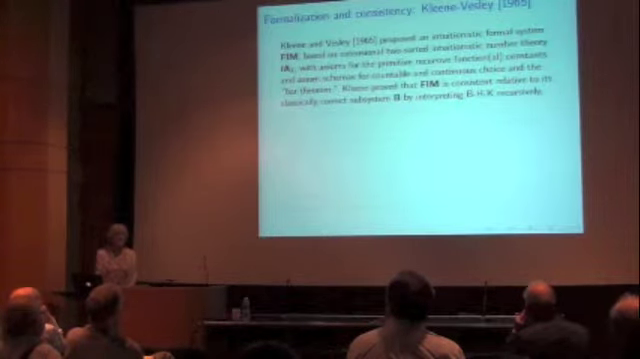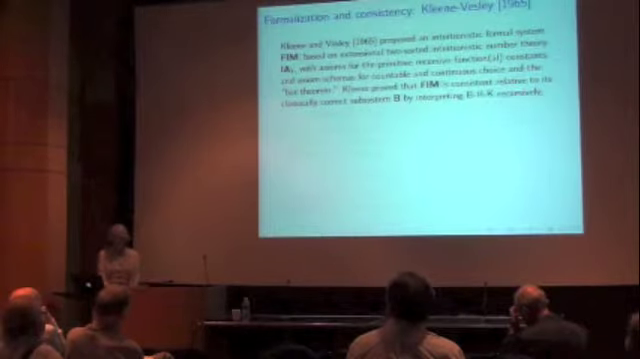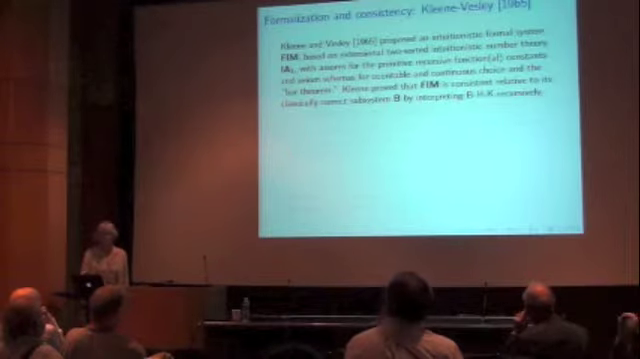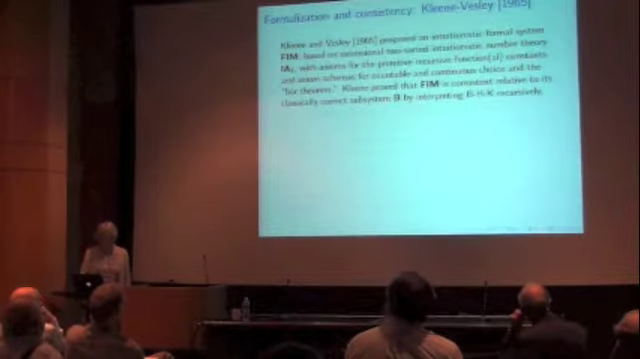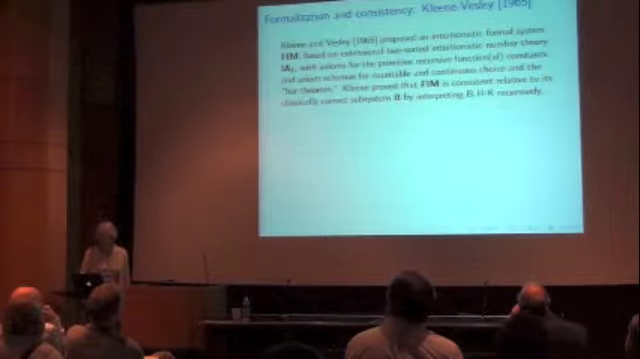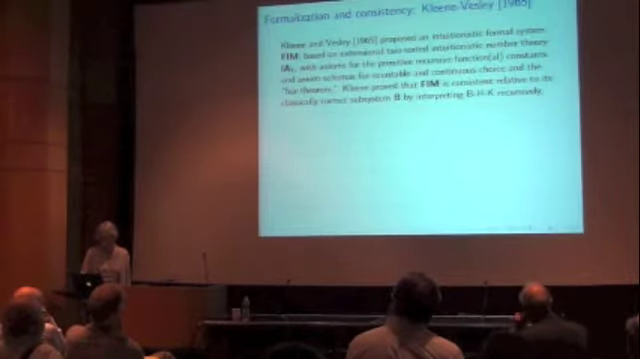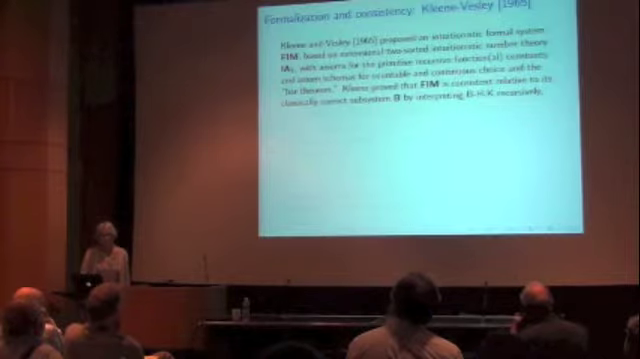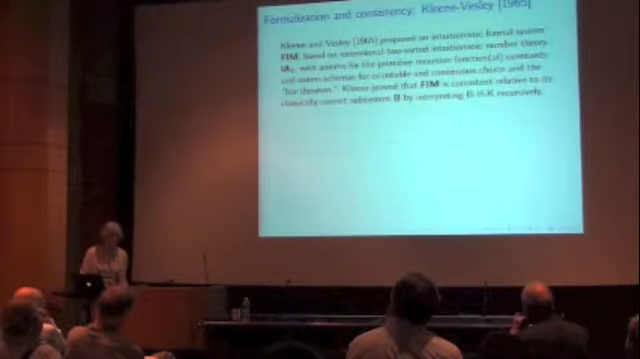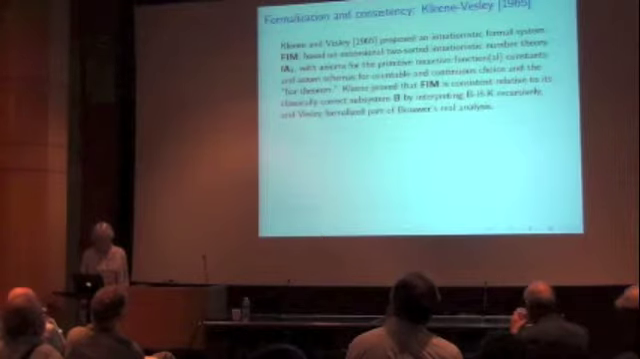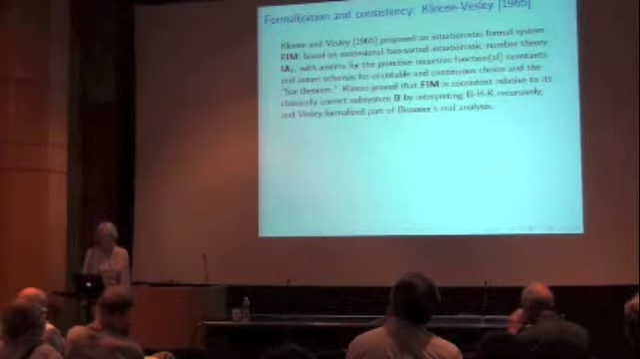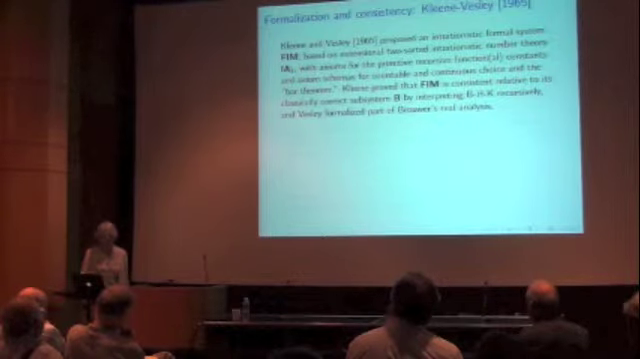And Kleene proved that FIM is consistent relative to its classically correct subsystem B, by interpreting the Brouwer-Heyting-Kolmogorov explication recursively. This was the famous Kleene functional recursive realizability interpretation. So FIM is consistent and has a recursive interpretation, which anyone can understand, a classical or constructive mathematician. And Vesley used this theory to formalize part of Brouwer's real analysis. This was back in 1965, a long time ago.